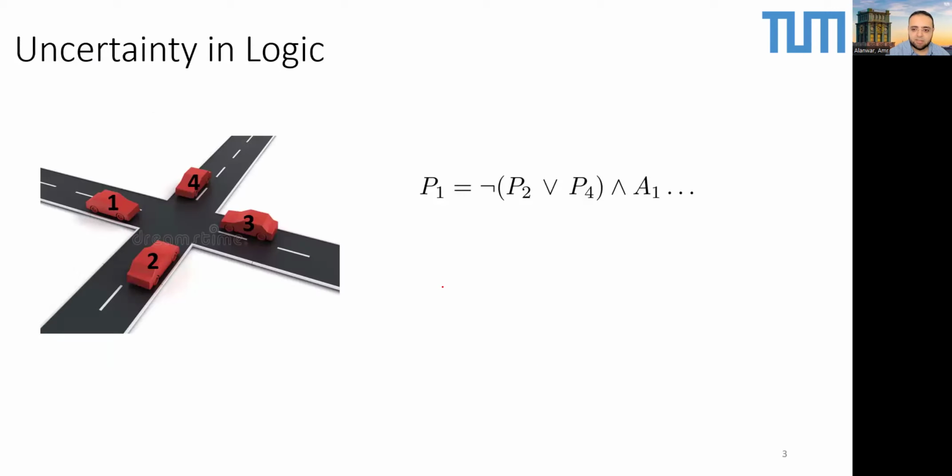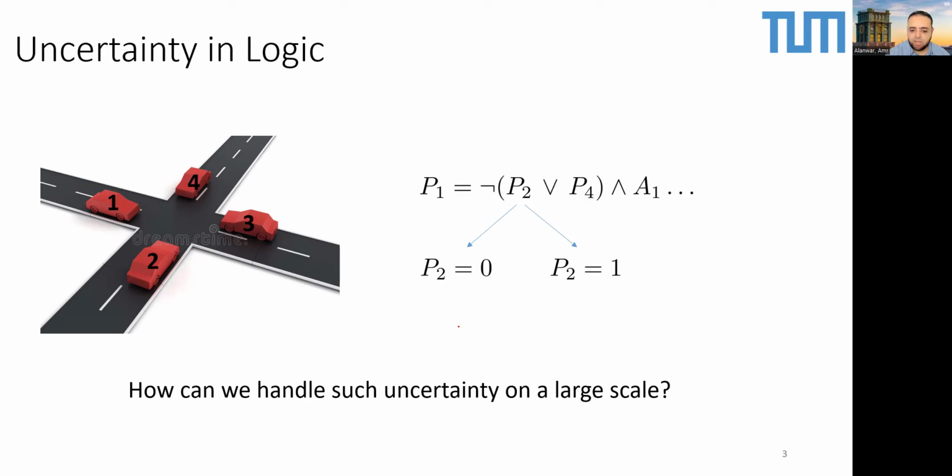Also consider that we have a logic that governs the intersection between four cars. And we have uncertainty in this logic, which means the car might arrive or might not arrive. So B2 might be 0 or 1. Can we handle such uncertainty on a large scale? This is another question for the talk.